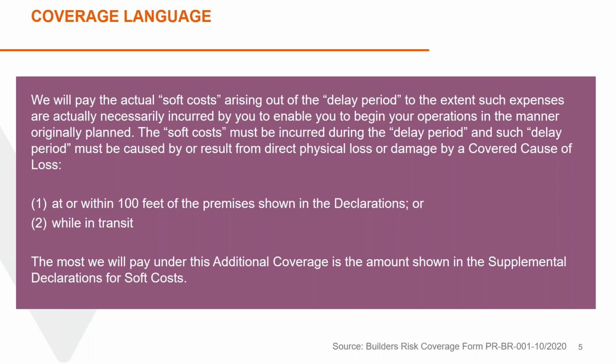And then it says the most we will pay under this additional coverage is the amount shown in the supplemental declarations for soft cost. And I'm going to tell you a little secret about our form, which we're very proud of. We build in $100,000 of soft costs automatically to every form, every policy we sell. So for the prototypical custom builder building homes, soft cost is already taken care of in our form. You don't have to ask for it. You don't have to pay for it. It's already built in. Pretty rare in the industry.